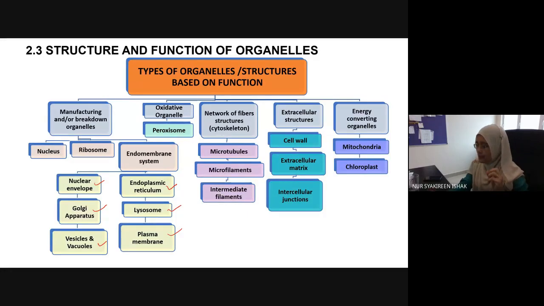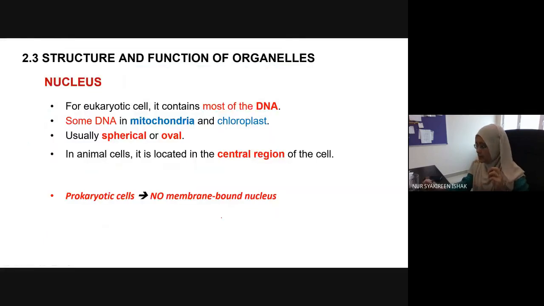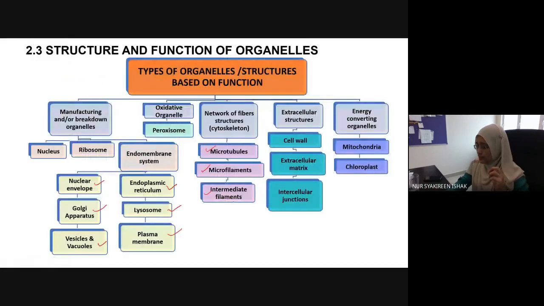Okay. And then you have the oxidative organelles, which is the peroxisome. And then you have the next one, which is a network of fiber structures, the cytoskeleton. You have the microtubules, microfilaments, and intermediate filaments. These are actually proteins. They are structural proteins, to form structures within the cell.